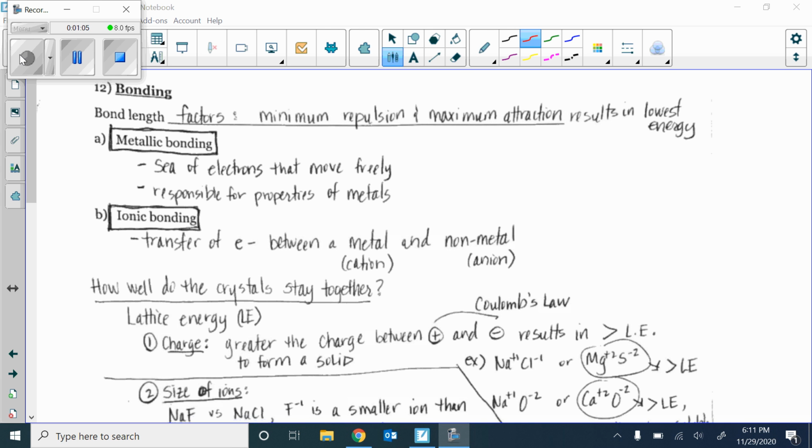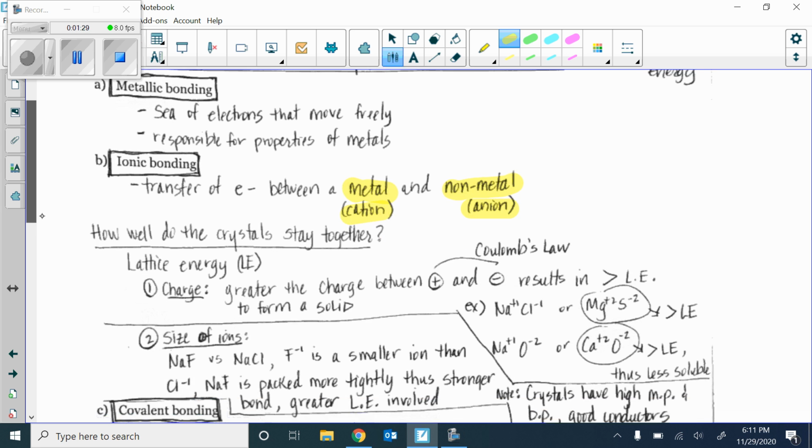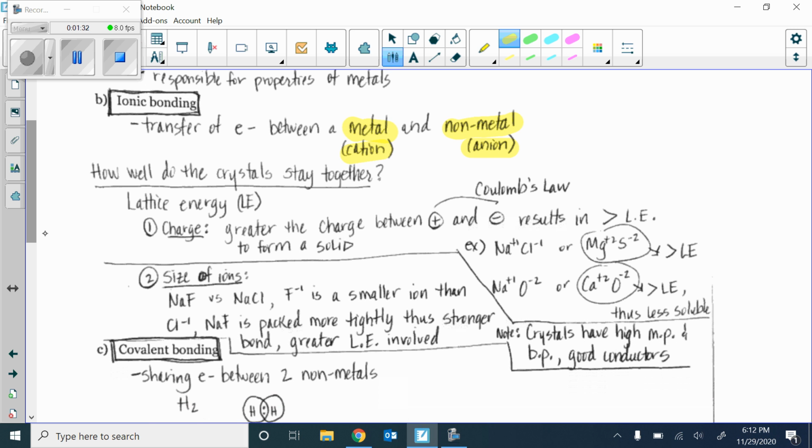Then we have ionic bonding. For ionic bonding, I hope that you know that it is a metal to a nonmetal, and they are trying to do this to gain stability. If it's a cation, that means that it has lost electrons, and if it's an anion, it has gained. Hopefully those are things that you remember from Chem 1. Now this is something that I do want to talk about: why they want to do that and how they stay together. And that all has to do with lattice energy.